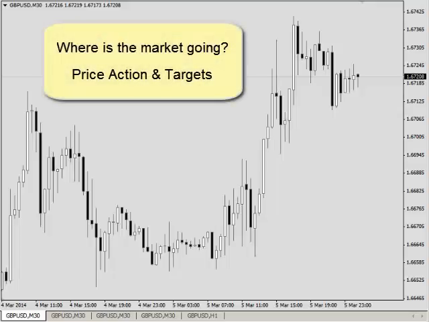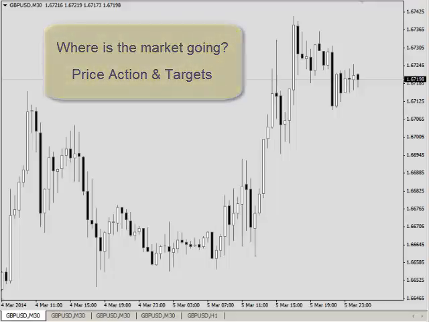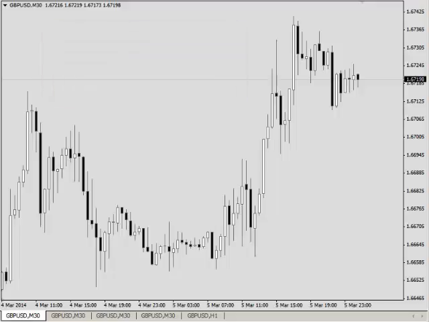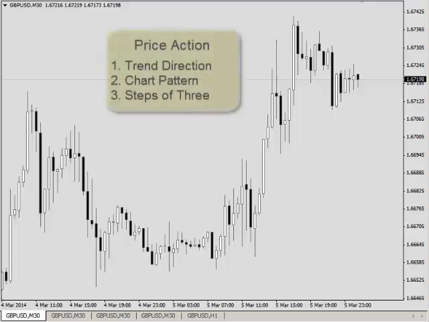First is price action, and second is targets. Are you reading price action, and are you using certain tools that can be identified as targets for the trade to potentially reach? So let's take a look at price action. Price action to me is three things. You're trying to determine the trend direction, you're looking for a chart pattern, and another thing that I like to look for is steps of three.